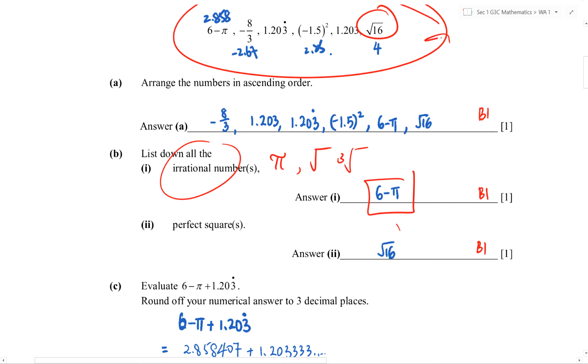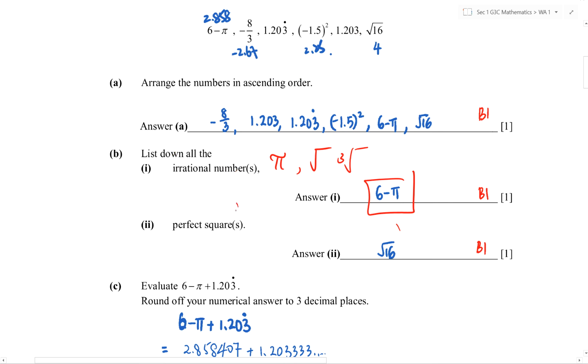Now for part B, part 2, I want a perfect square. Perfect squares are numbers that can be square rooted, which gives you a whole number. In this case, we've got square root 16. Square root 16 itself is a value of 4. This value of 4 is a perfect square. It is represented by 2 squared. Okay, so 4 is a perfect square because it is 2 times 2. It is 2 squared. And 4 is written as square root 16 in this case. Okay, this is the only perfect square in the list of numbers given.